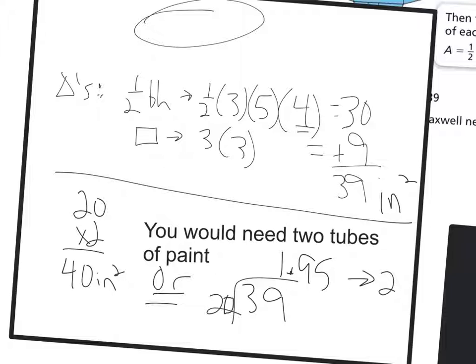That would be 30 then. And then we have a rectangle on the bottom. Well, technically a square, so length times width. 3 times 3 is 9, which makes 39 square inches.